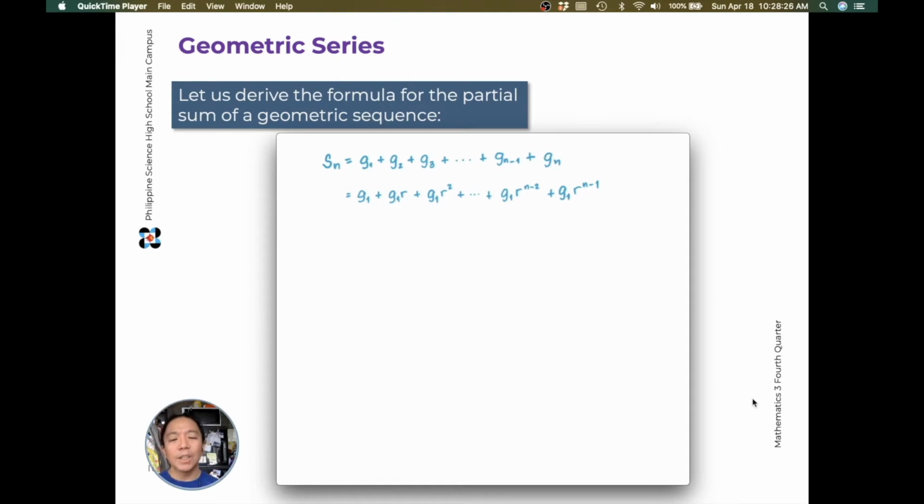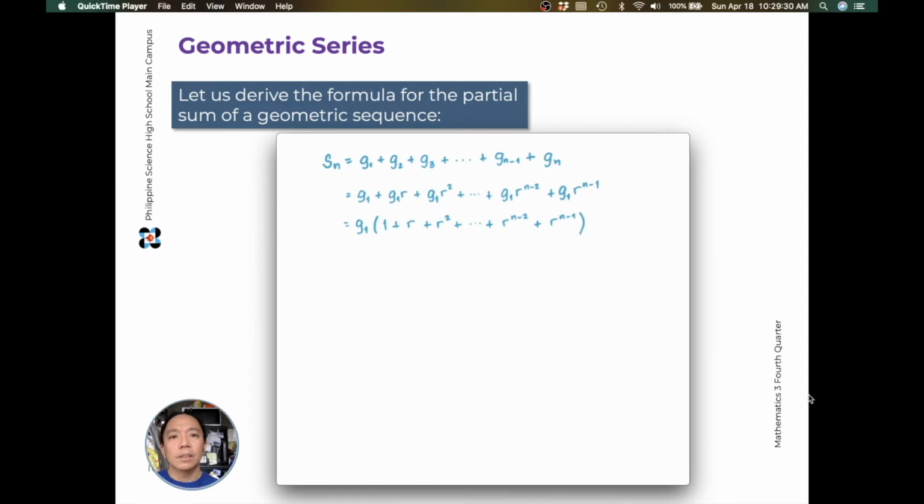Now, what I want to do is to come up with an equation for s sub n na hindi natin kailangang ilista lahat ng terms nung ating geometric sequence. And we can't do the trick na pinipair natin yung first and last. So, we'll have to do another trick. Notice that in these terms ng geometric sequence natin, common factor nila si g sub 1. So, factor out natin si g sub 1. So, I have g sub 1 multiplied to 1 plus r plus r squared and so on hanggang r raised to n minus 1.